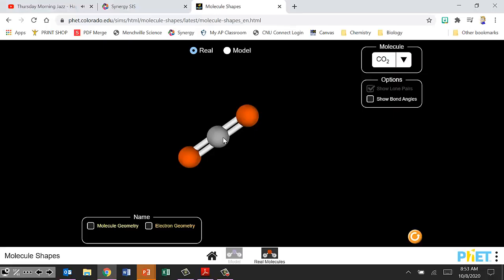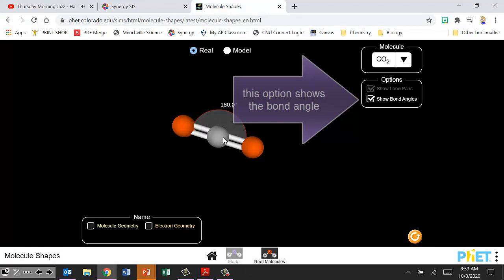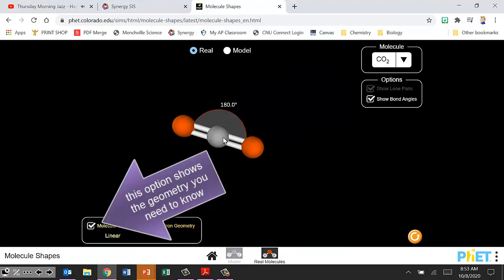So they will look something like this. This shows that they are 180 degrees from one another. And because they are in a straight line, this shape is called linear.